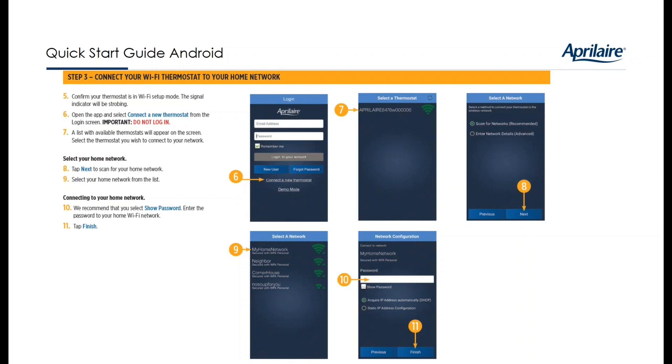So just step through the process. We haven't logged in yet. We're just going to click on Connect a New Thermostat. That's going to give you a list of all of the Wi-Fi networks it can find, including the AprilAire thermostat. Select that. It'll take just a few seconds for the thermostat to be registered to your account.